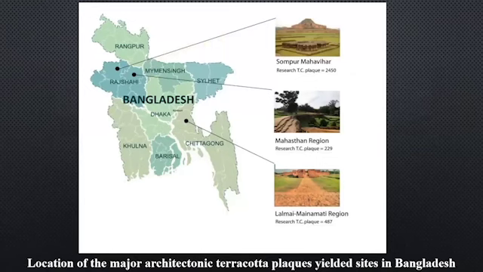This is the basic study area of mine in Bangladesh. There are 3 regional contextual attachments over there. First of all, the Paharpur Buddha Vihara or Paharpur Shumpur Buddha Vihar. This is the first site. Most of the terracotta plaques were found from there. The second is the Mohstan region, and the third region is the Lalmai Moinamoti region.